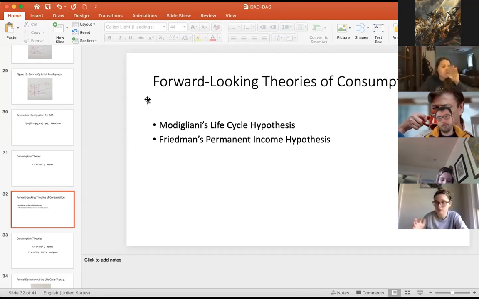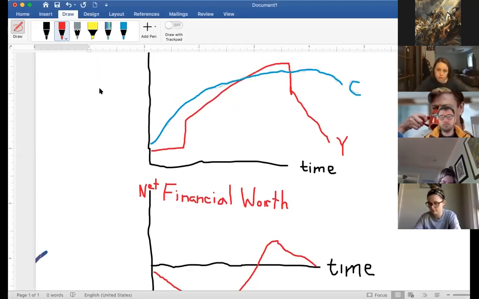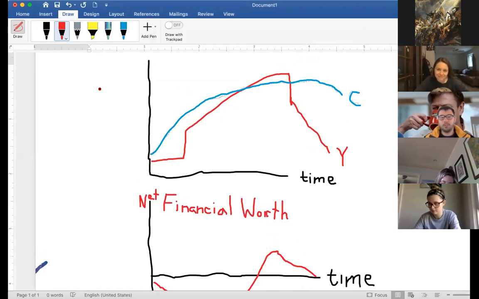Okay, now let's dig into Modigliani. So Modigliani said, let me change slides here, and I apologize for my artwork. Okay, like I said, I know it looks kindergarten. It is what it is.